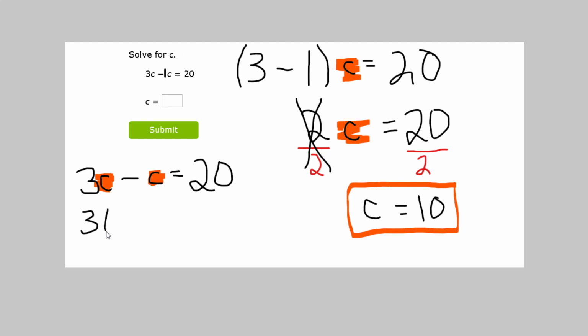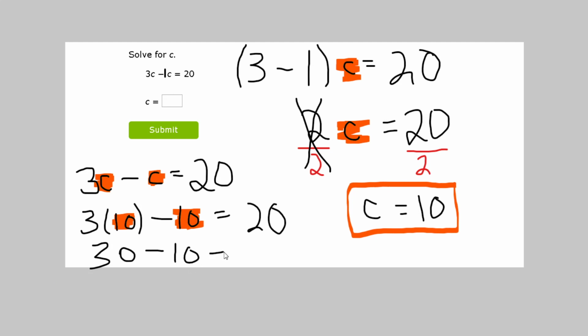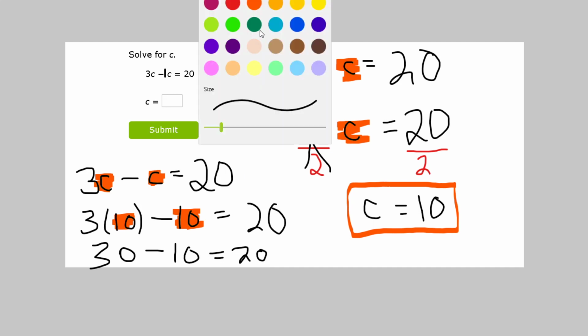3 times 10 minus 10. All right, that's what C is. So is this equal to 20? Let's check. So we did 3 times 10, which we know is 30. So 30 minus 10 is equal to 20. So that must be right.